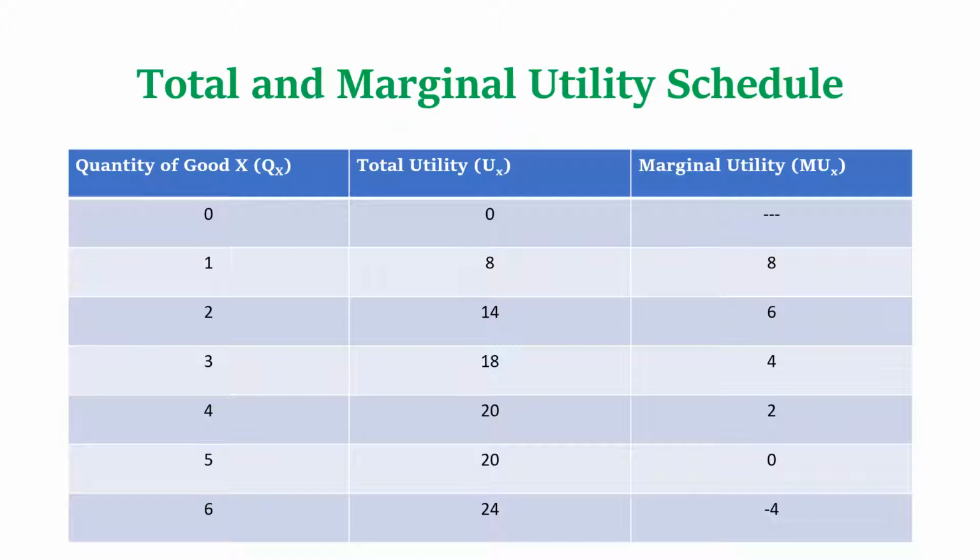Now let's look at the total and marginal utility schedule. We have a table wherein we have the quantity of good X, total utility of good X, and marginal utility of good X. If the consumer decides to buy 0 units of the good, then total utility, of course, is 0, and marginal utility is 0.